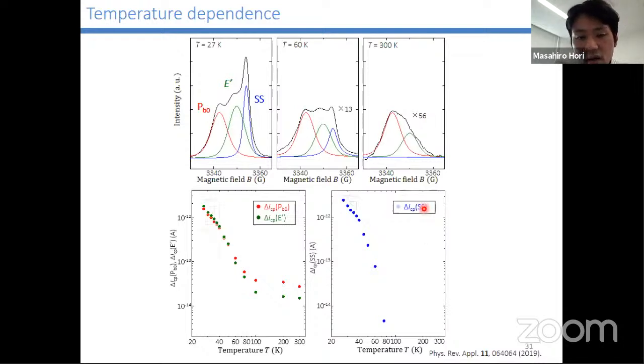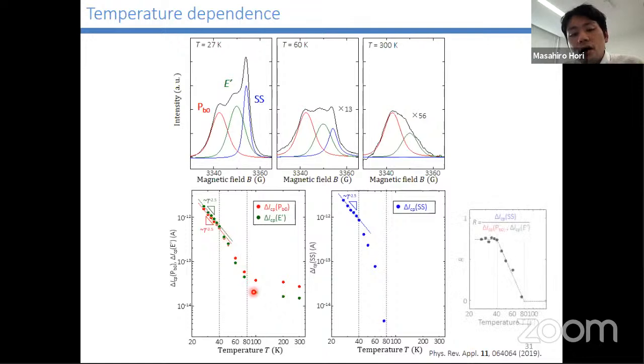The point is that the temperature dependences are the same with each other. The shallow state signal intensity decreases at a higher temperature because the shallow state is energetically shallow, so the electron is emitted to the conduction band at a higher temperature, and the signal intensity decreases. Similarly, the defect signal intensity decreases. Moreover, the signal ratio of shallow state to defect state is on the order of 1.